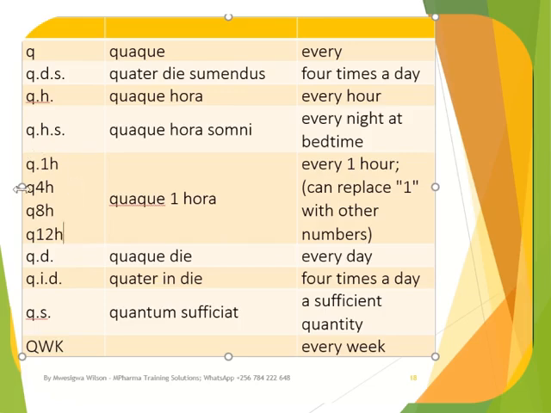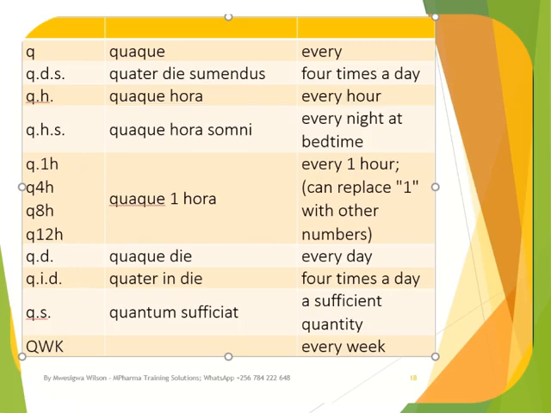But where does this Q come from? It means every, from Latin. So QD, every day. QID is going to be a common one. QID means 4 times a day. QS, this is English, quantity sufficient. QW, every week. So I'll just stick with this one, QID, and we have seen where they come from, from Latin.